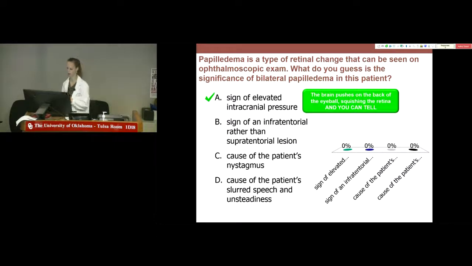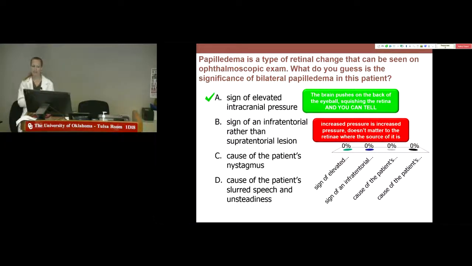So pat yourself on the back if you got it right. What happens when you increase pressure in your cranium is it can push on the back of your eyeballs and squish your retina. That is what you see on ophthalmoscopic exam, so you can actually tell that.